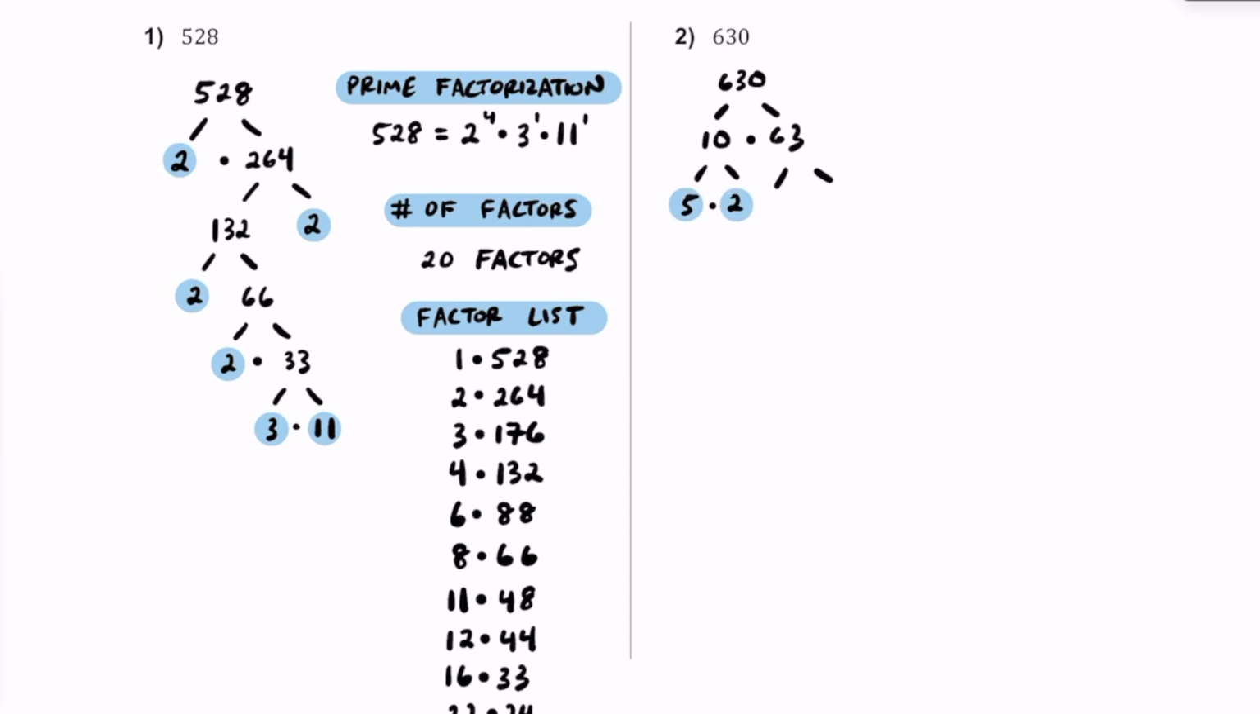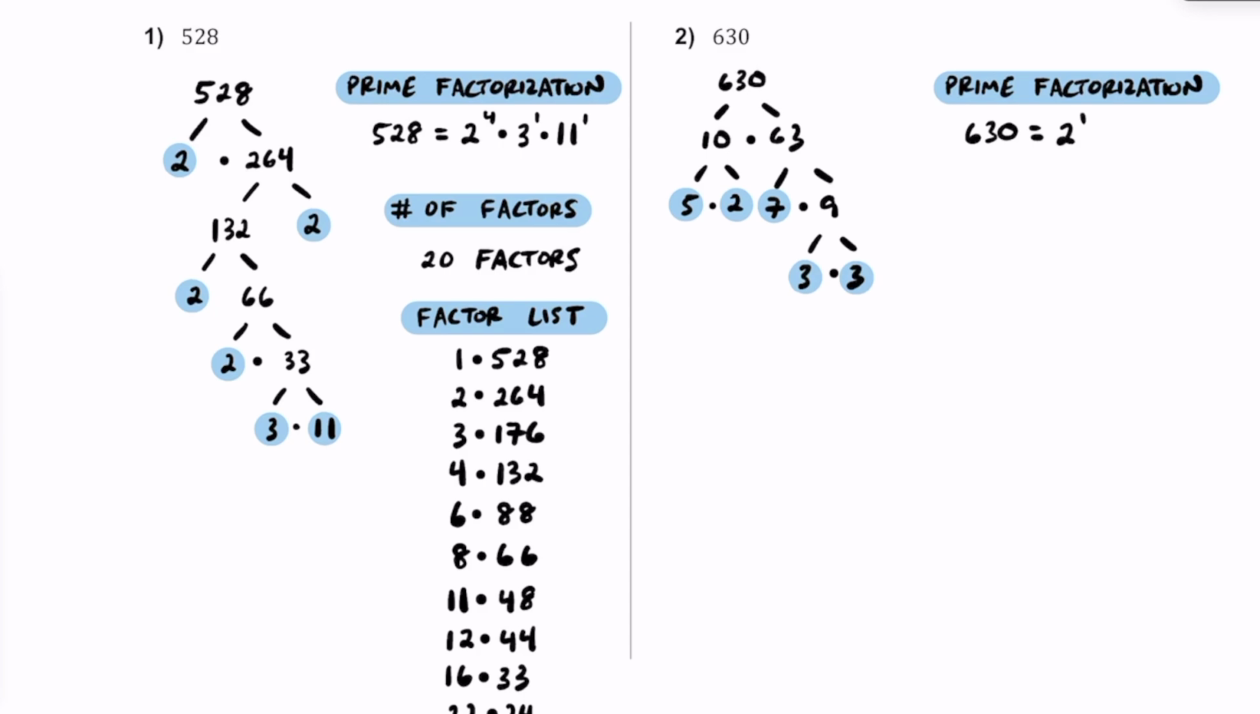For 63, I'm going to go with a 7 and 9 here. The 7 here is definitely prime, but 9 is composite. Then 9 is going to break up here into 3 times 3. All right, so these help us get all our little prime factors of 630. So for the prime factorization for 630, looks like we have 2 to the first power. Looks like there are 2 3s, so times 3 to the second power, times 1 5 and 1 7. So this would be our prime factorization for 630.